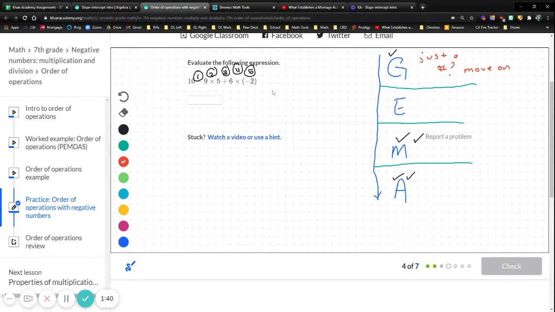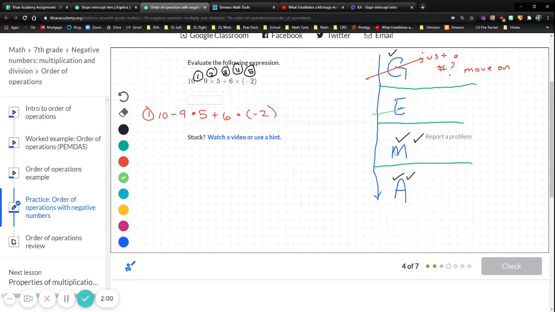So here, the first line of my work is going to say the same thing, 10 minus 9, and I put a dot for multiplying. I don't use the X, times 5 plus 6 times -2. Nothing has changed here because it's just a number. Check it off.